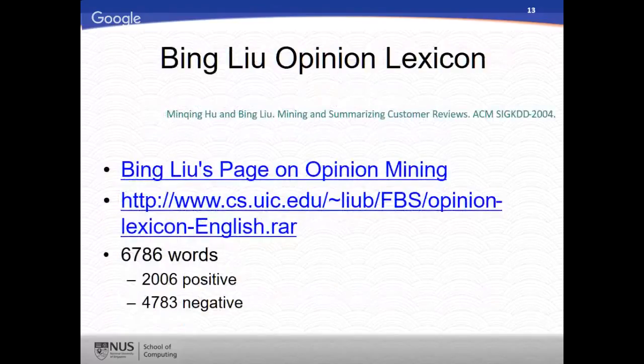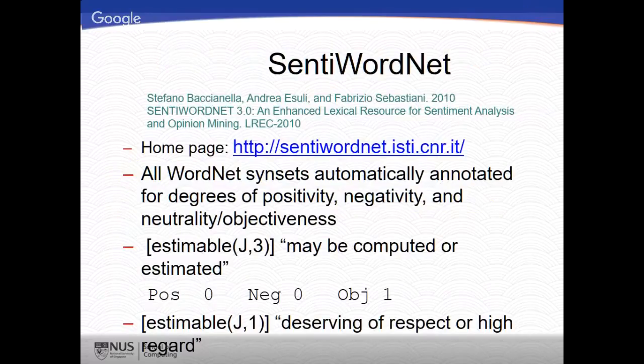Okay. Another one was created by Professor Bing Liu. This is also a famous lexicon. Okay, the last one is SentiWordNet.